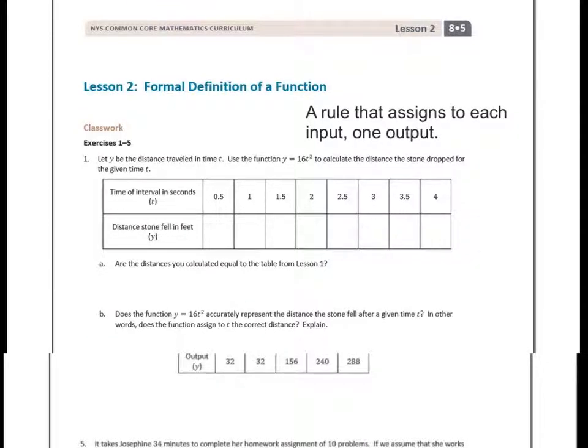Okay, 8th graders, I'm just going to quickly talk about this lesson. Some of you missed part of it because you were writing the quiz. So we're talking about the definition of a function from yesterday.